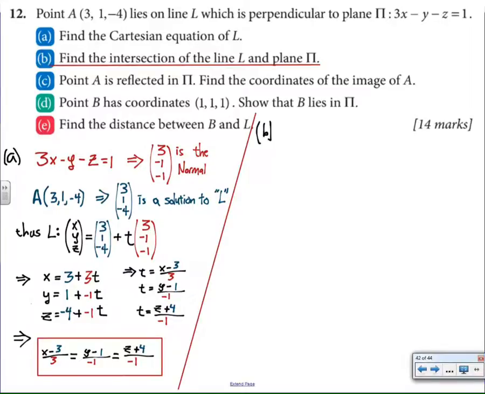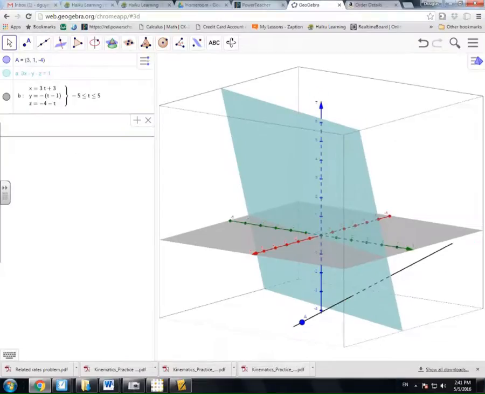Now for part B, we need to find the intersection of line L and plane pi. Before we do that, I want to remind everybody that GeoGebra is a nice little software that enables us to visualize some 3D things. This is harder to do cognitively, and it's harder to do on pencil and paper, but when you see the plane mapped out for you like this, it's going to give you some confidence and some understanding of what you need to do. So to demonstrate, for example, we have, of course, our XYZ axes.